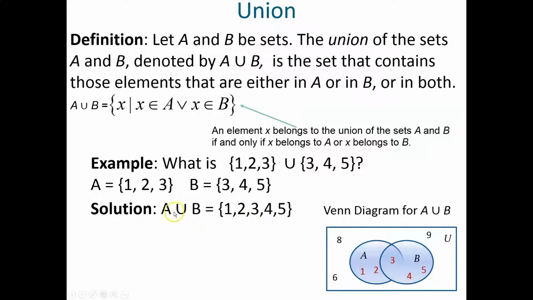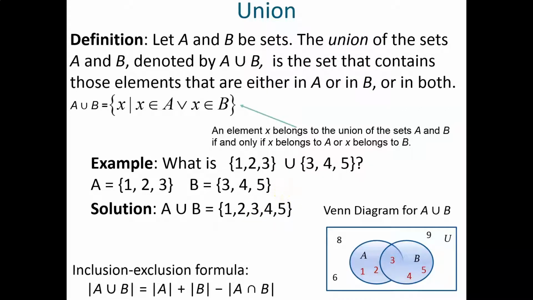So your solution would be A union B is 1, 2, 3, 4, 5. And even though you have 3 in both sets, you only count it once. So no duplicates. That's why I got 1, 2, 3, 4, 5. 3 is not repeating.